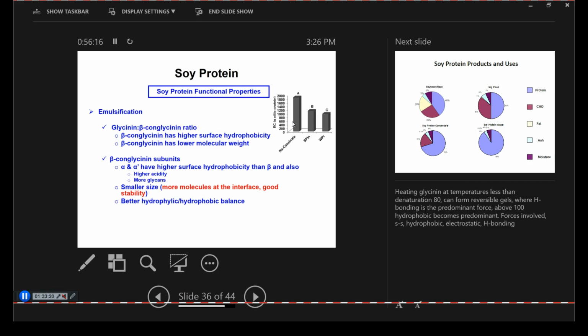What I have here is just to show you what we normally see when we have casein, sodium caseinate. It usually has the best emulsification capacity. That means the amount of oil that can be emulsified by a certain amount of protein. Soy protein tends to be a better emulsifier than whey protein isolate.